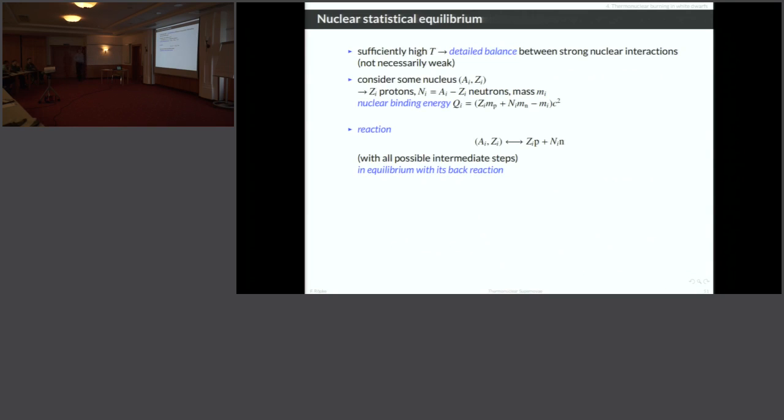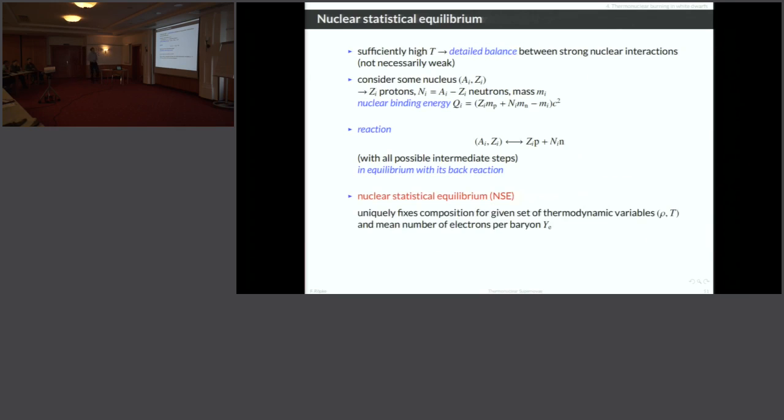Now, at high enough temperatures, the reaction from this bound nucleus to disintegration into its constituents, into protons and neutrons, with all its possible intermediate steps, is in equilibrium with its back reaction. So then one speaks of nuclear statistical equilibrium, and this nuclear statistical equilibrium uniquely fixes the composition for a given set of thermodynamic variables for temperature and density and composition.